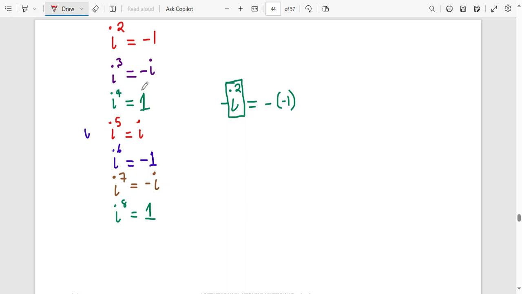No, no, no, no. It's not negative 1 to the power 2. Where there's I squared, we are replacing negative 1. So it is negative 1. Where there is I squared, that's where you're putting negative 1, not negative 1 squared.